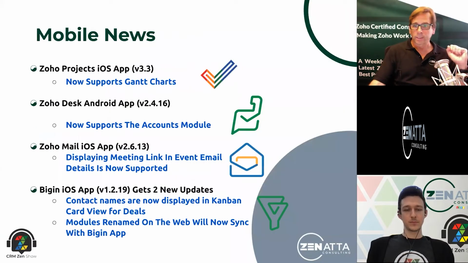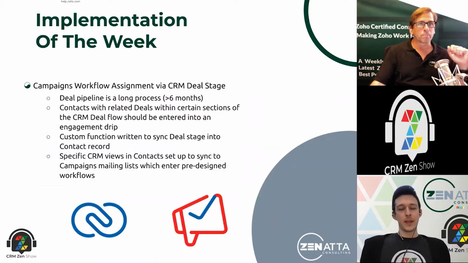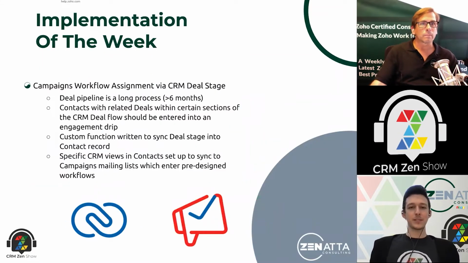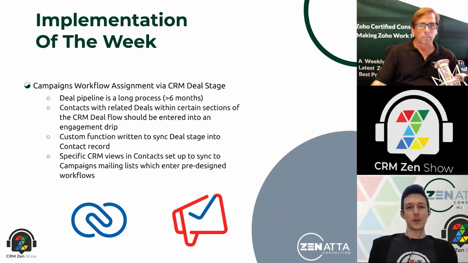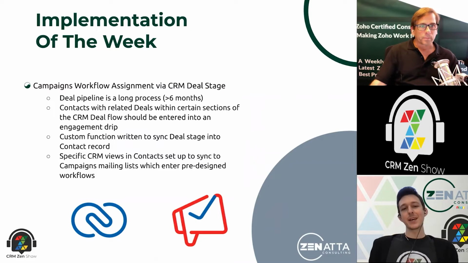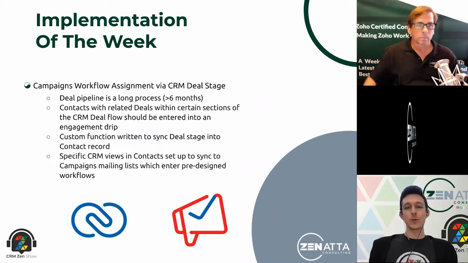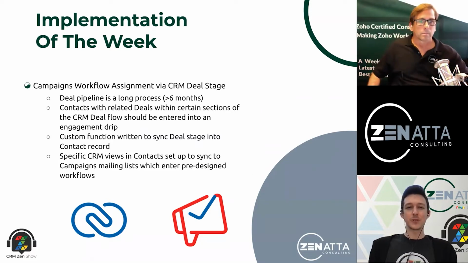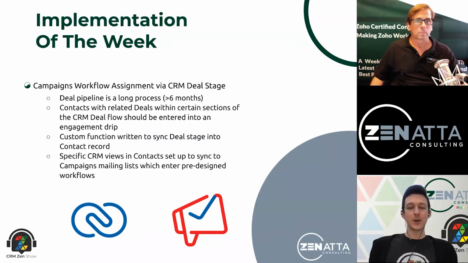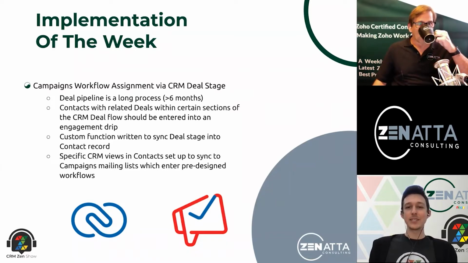All right, Tyler. And that brings us to our implementation of the week. What do we got? Yes, this is one that ties in some of the benefits of having your CRM and your marketing platform all in the same house. So this is basically assigning contacts to campaign workflows, which are their drips or journeys or sequences, those multiple email chains that go out. But we're actually basing it off of where a contact is at in their deal stage.